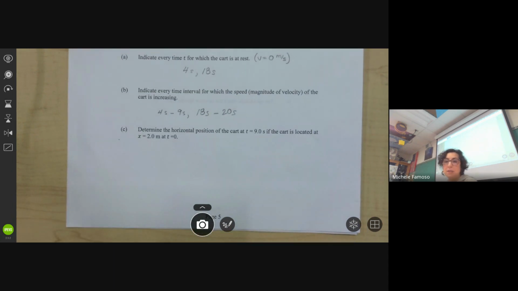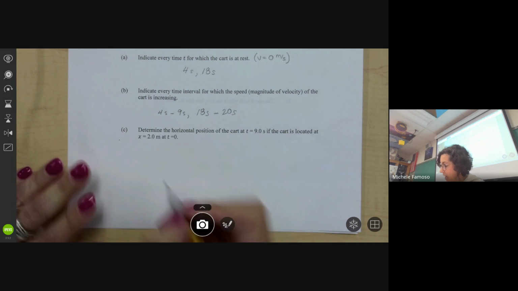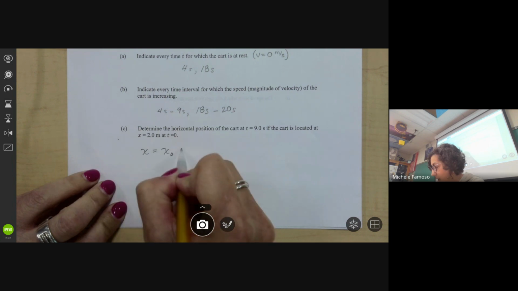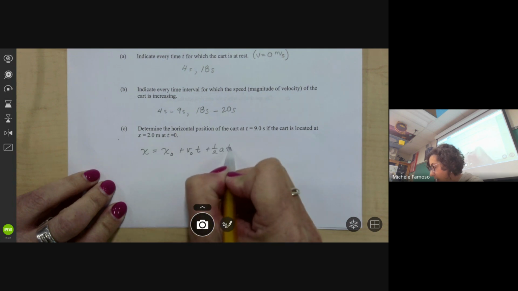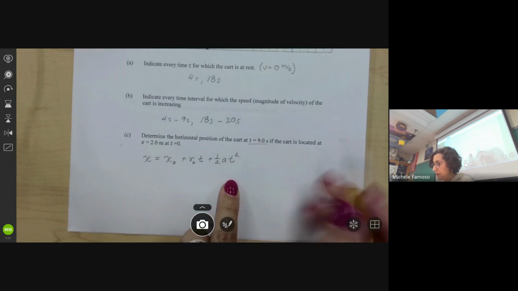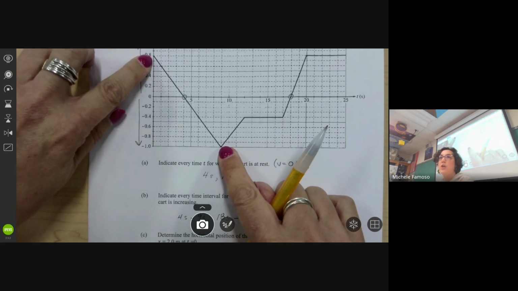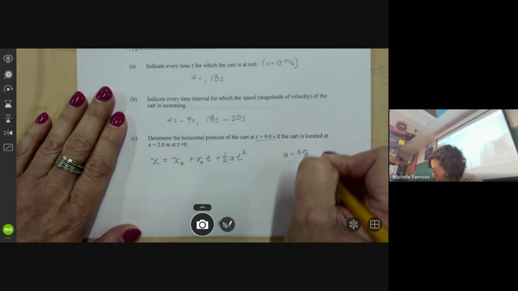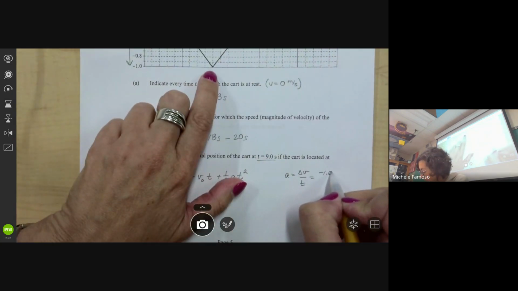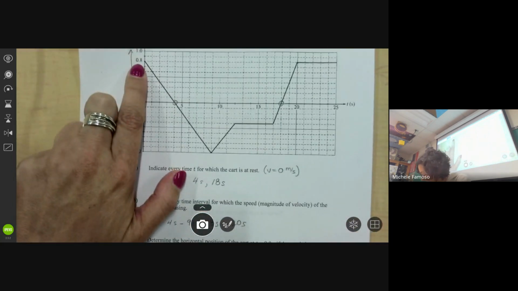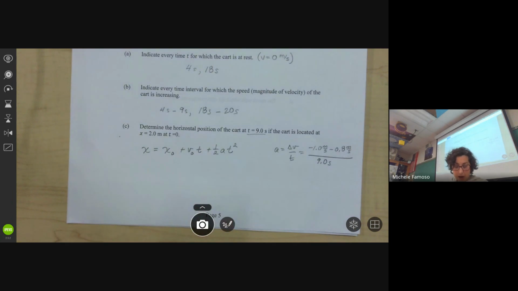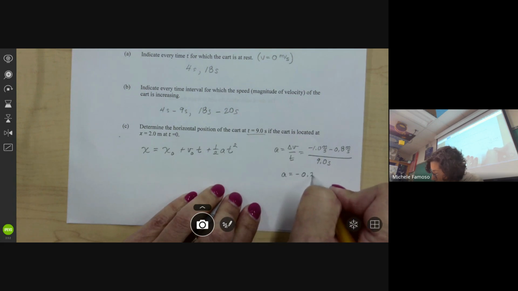Now I want you to find the horizontal position at 9 seconds if we start off at 2.0 meters. I think the easiest way to do this is by using the physics equation on your AP reference table: x equals x0 plus v0t plus 1/2 a t squared. Since I'm moving from 0 to 9 seconds, I can see I've got a diagonal line, which means I have a uniform acceleration. The acceleration is found by calculating the slope of that line, which means I'm going to take my final velocity, subtract my initial velocity, and divide it by that time interval, which is 9.0 seconds. So when I work that out, negative 1.8 divided by 9 gives me an acceleration of negative 0.2 meters per second squared.